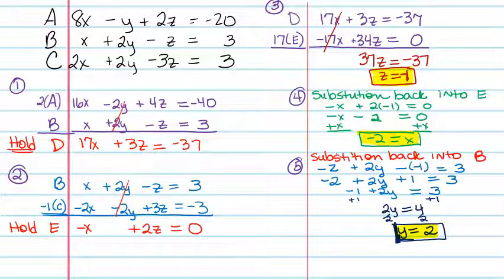Okay, so the final answer is written as an ordered triple. So we'll write that down here. As an ordered triple, x goes first, which is negative 2. Y comes next, which is positive 2. And z is last, which is negative 1. And there we go. Final answer.